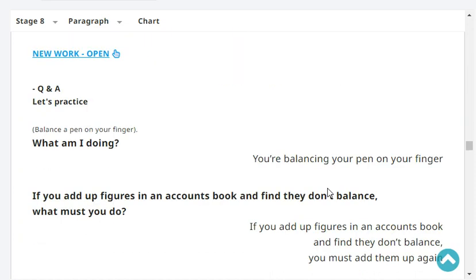Okay, what am I doing? You're balancing your pen on your finger. Right.